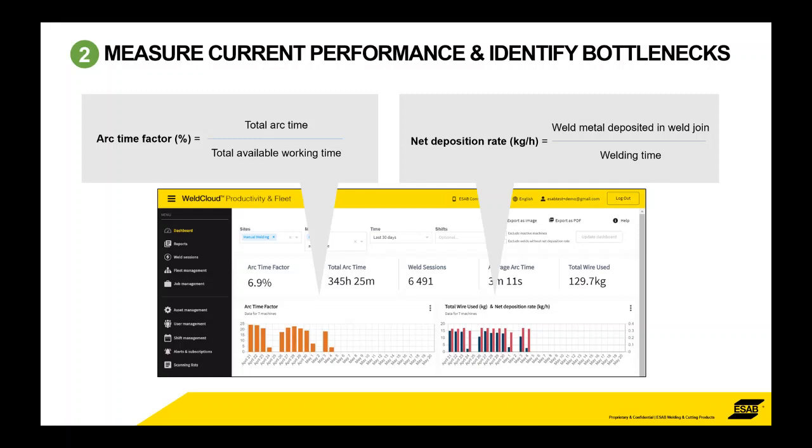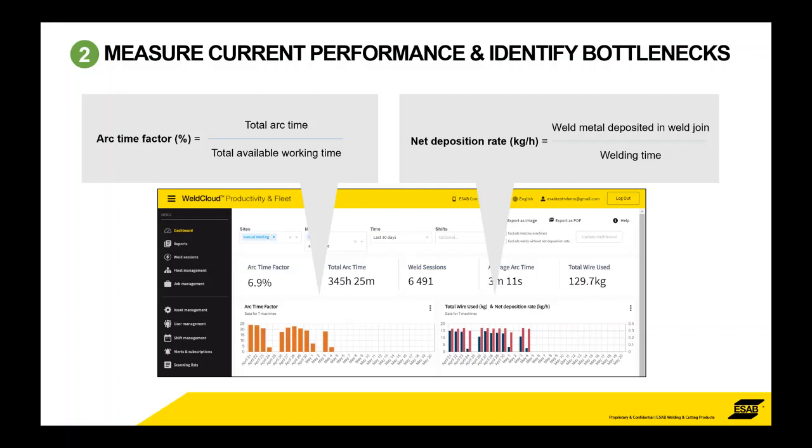So the next step then is to measure the current performance and identify bottlenecks. And I mentioned these key productivity metrics before, the arc time factor and net deposition rate. Arc time factor is your total arc time divided by your total available time. So this means how much of the time that you have available are you actually welding. If you combine that with your net deposition rate, that is how much weld metal you're depositing into each weld joint, divided by the welding time, you have a really good 360 overview of your welding productivity.